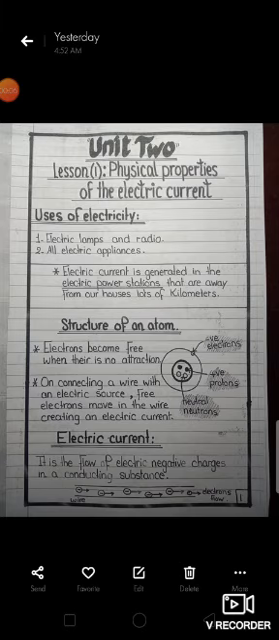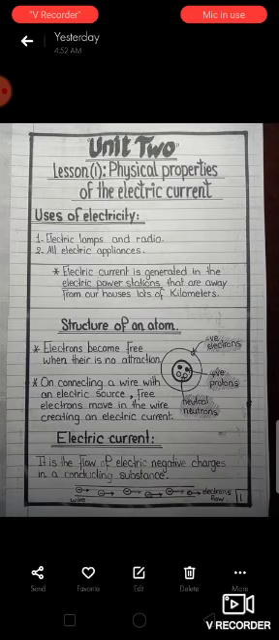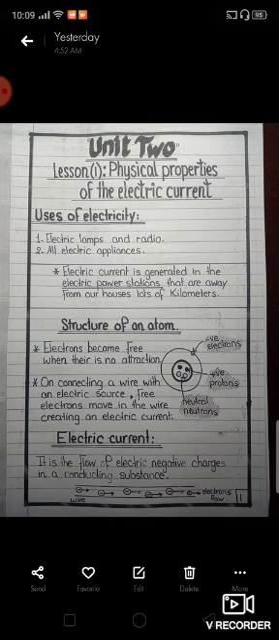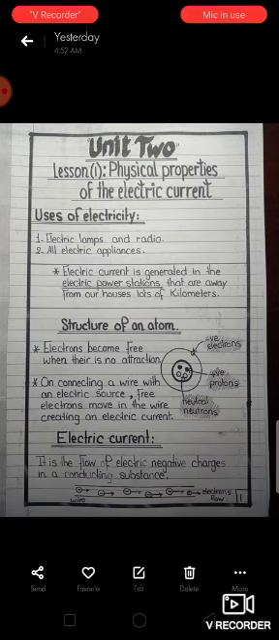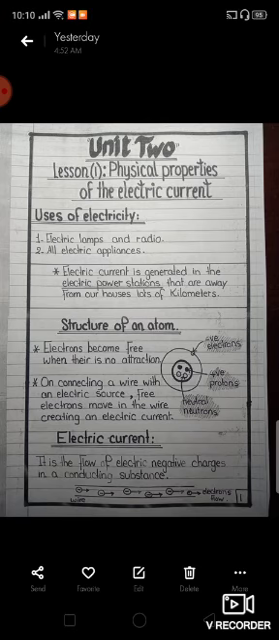Hello girls, today we are going to complete our talk about lesson 1, physical properties of the electric current. We already talked about the uses of electricity, the structure of the atom, and the definition of the electric current.